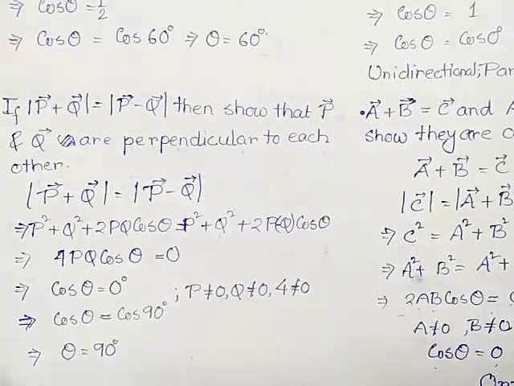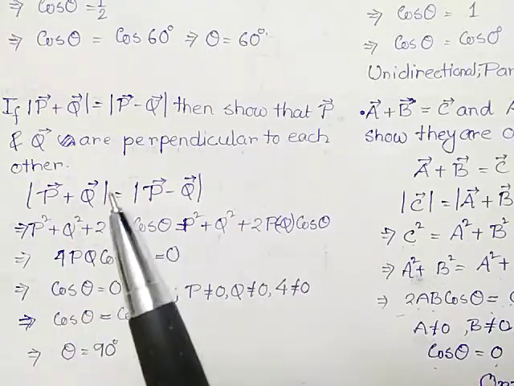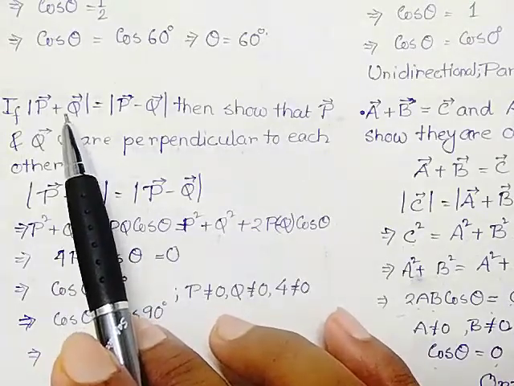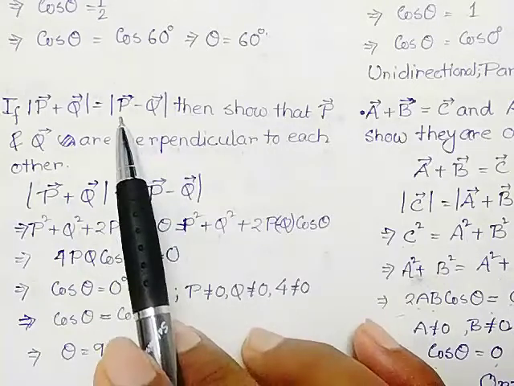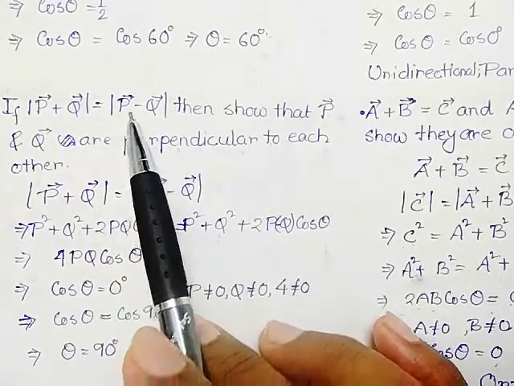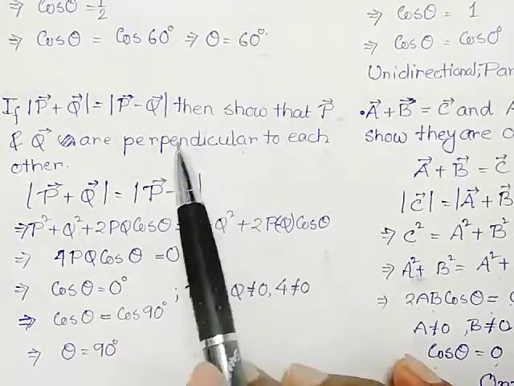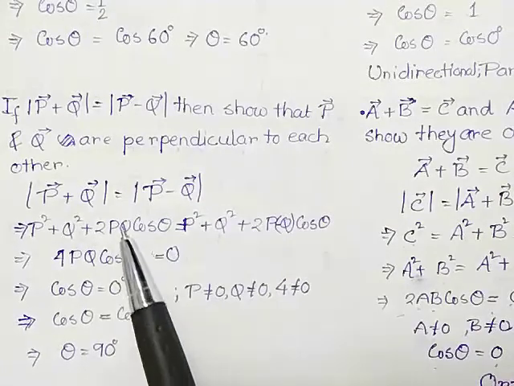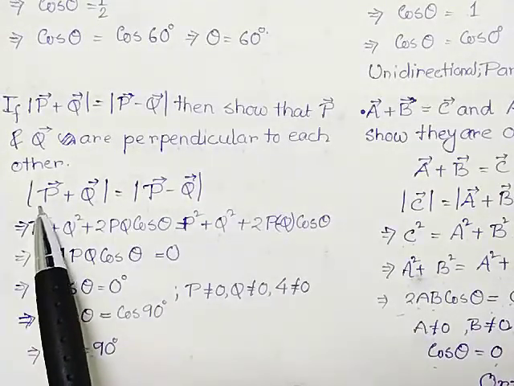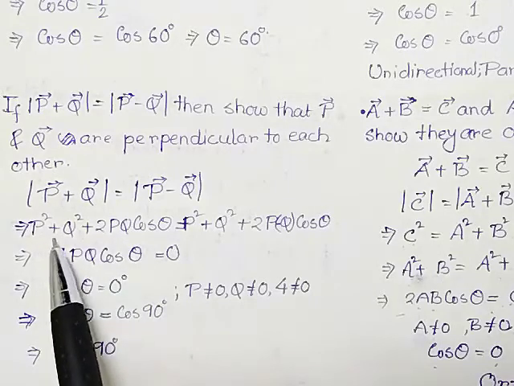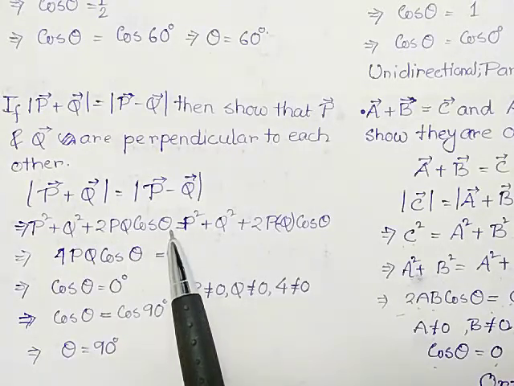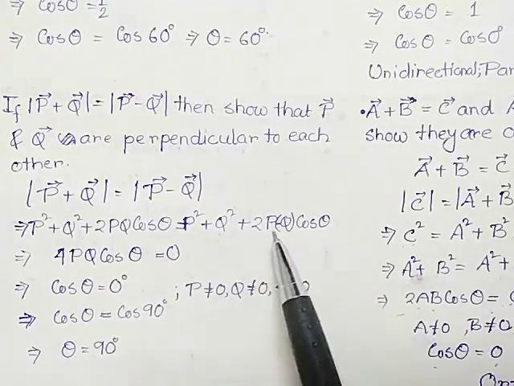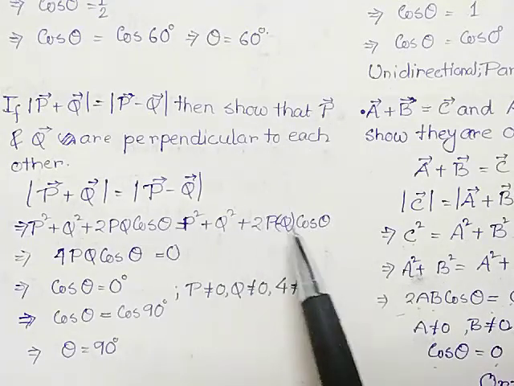Just see, if I want to show you something related to this, if the magnitude of the resultant of p plus q vectors is equal to the magnitude of p minus q vectors, at that time these two vectors are perpendicular to each other. So the magnitude of p plus q vector is p square plus q square plus 2pq cos theta, and the magnitude of p vector minus q vector equals p square plus q square, minus 2pq cos theta, because q is negative here.